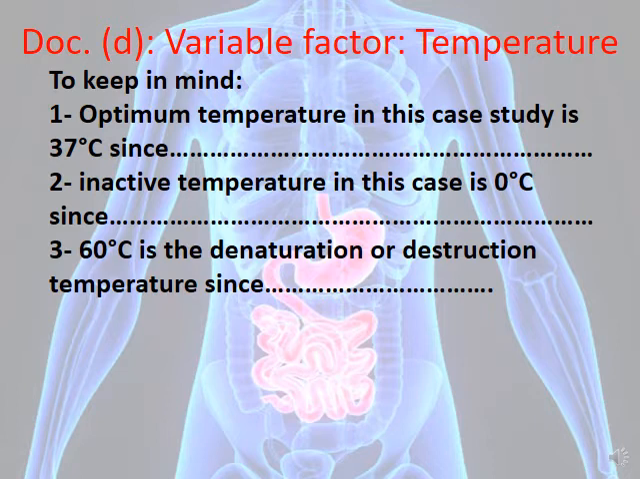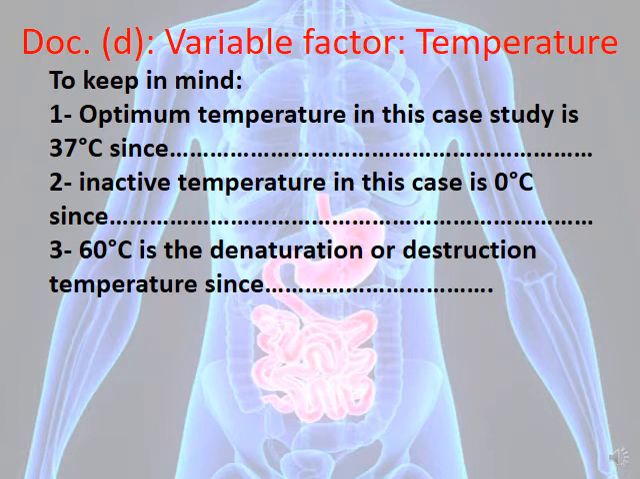Second, the inactive temperature in this case is 0. Why? Because the enzymes are inactive, they are in sleeping mode, their activity is 0. 60 degrees is the denaturation or the destruction temperature. Why? Because the enzymes are destroyed or denatured under high temperature and they cannot act anymore, even though we bring them back to temperature 37.